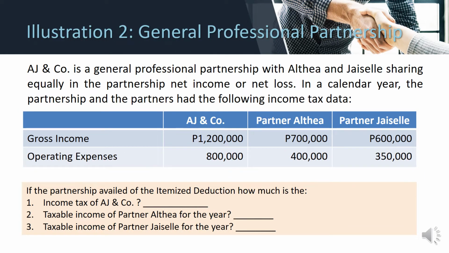Okay, let's have the same illustration. Now this time, the partnership availed of the itemized deduction. So kung kanina, yung partnership nag-avail ng OSD, ngayon, yung partnership, ang pinili naman ay itemized deduction. So the same problem, nag-iba lang yung pinili yung partnership. Nag-itemized deductions siya. So, if the partnership avail of the itemized deduction, how much is the income tax of AJ and Company? And how much is the taxable income of partner Althea for the year and taxable income of partner JCell for the year?